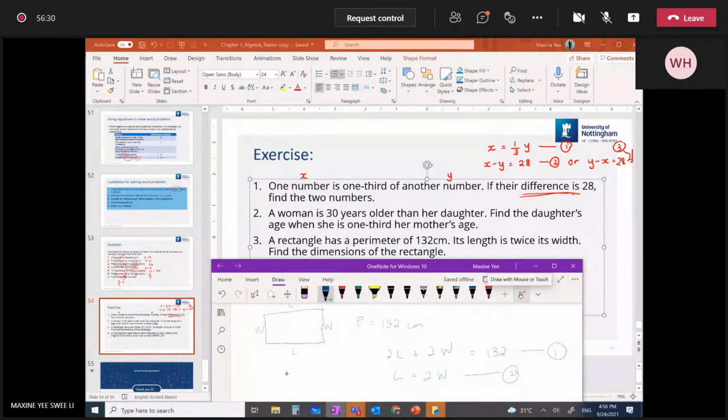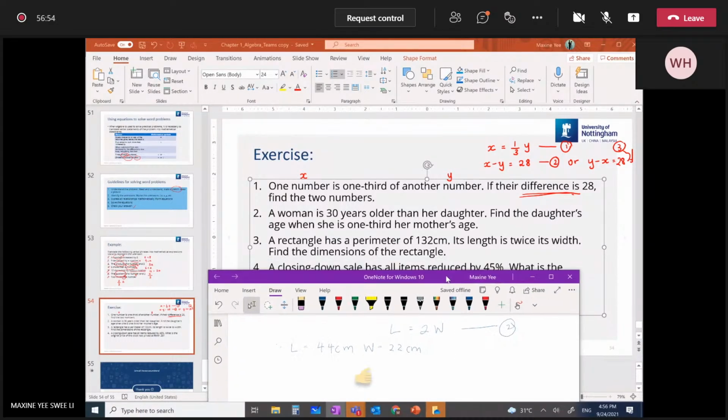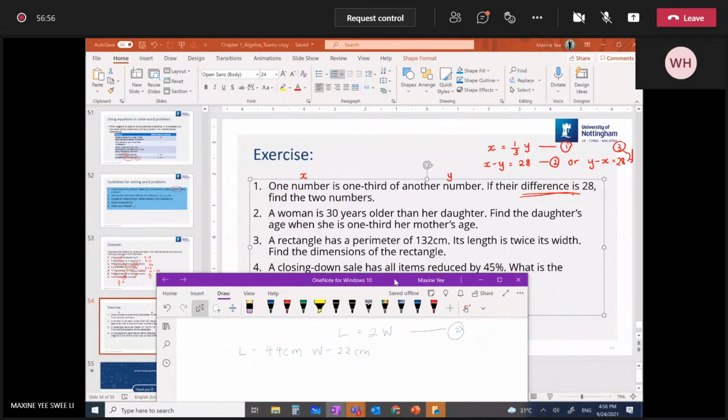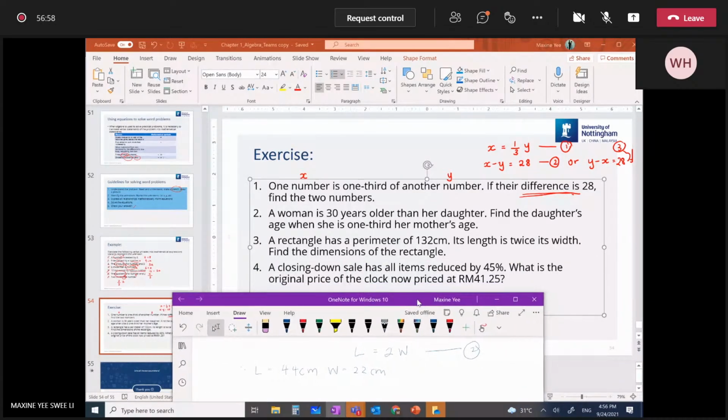Is the length 44, width 22? Length is 44, width is 22. Okay, so it's in cm. All right, anybody else can confirm that? Okay, I'll confirm it for you. Okay, that's correct.